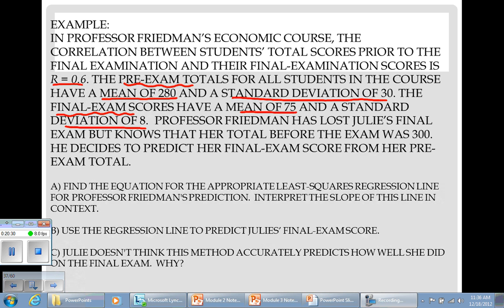Julie doesn't think this method accurately predicts how well she did on the exam. Why?